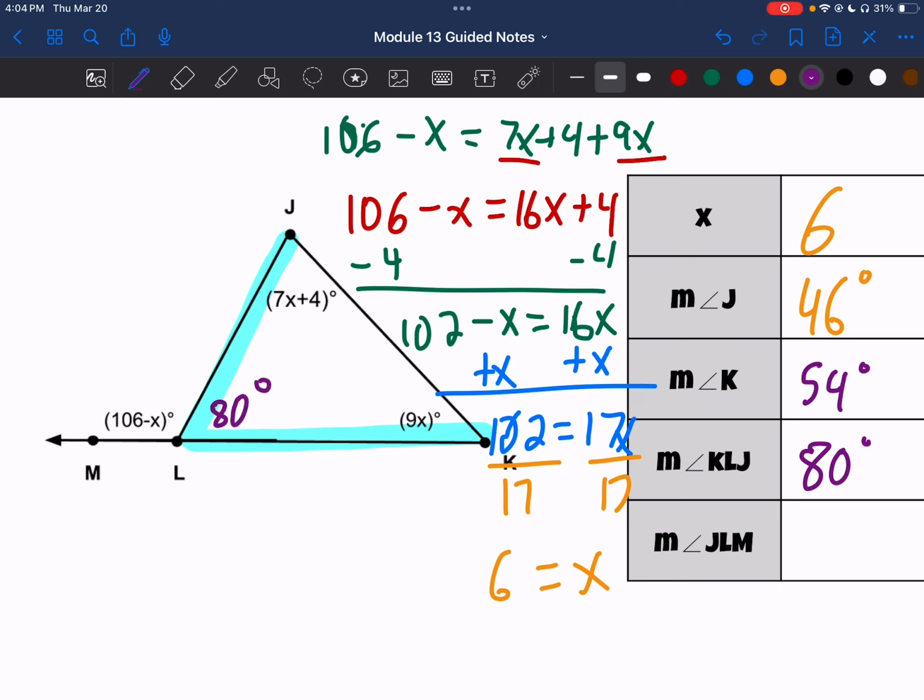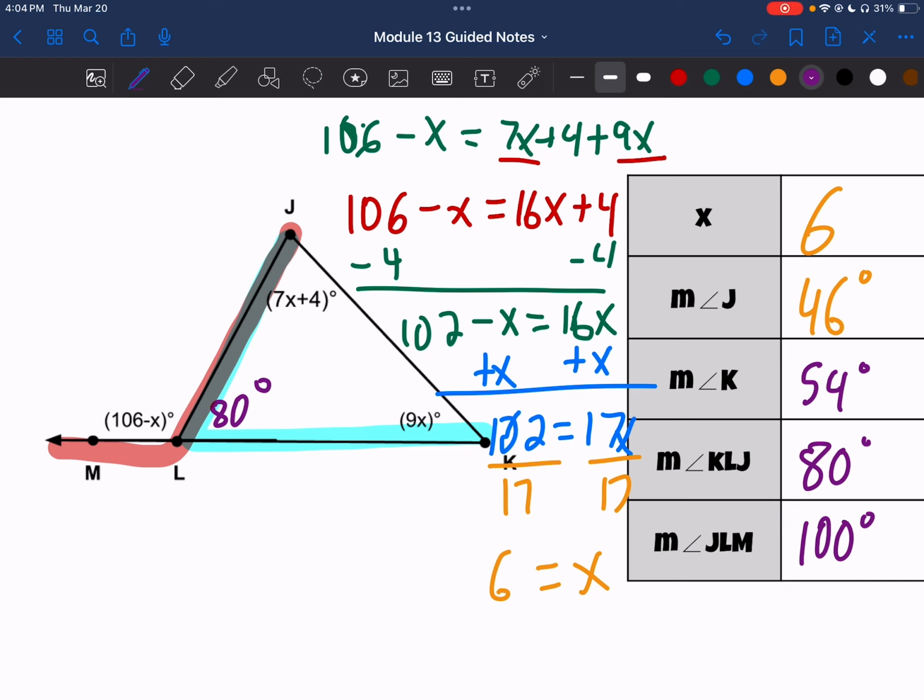And then my last one is going to be angle JLM. So starting at J to L to M, JLM, we know we can substitute there. And 106 minus 6 is 100 degrees.